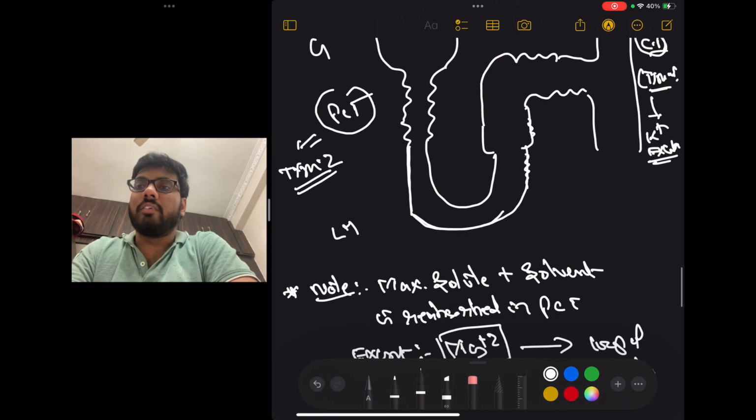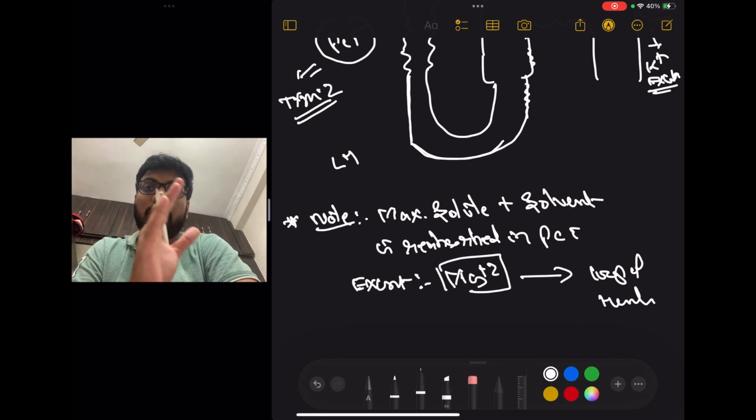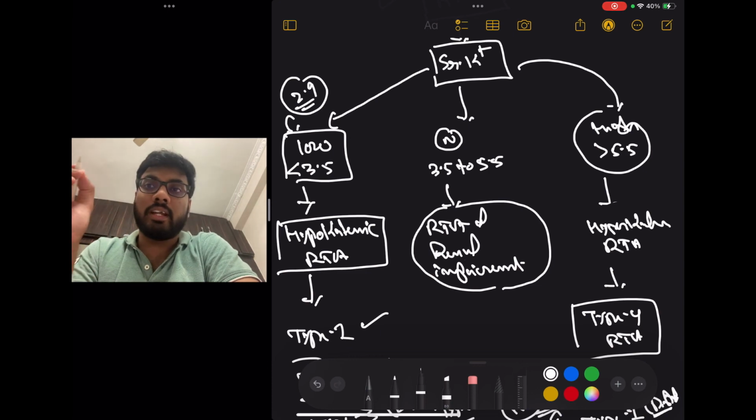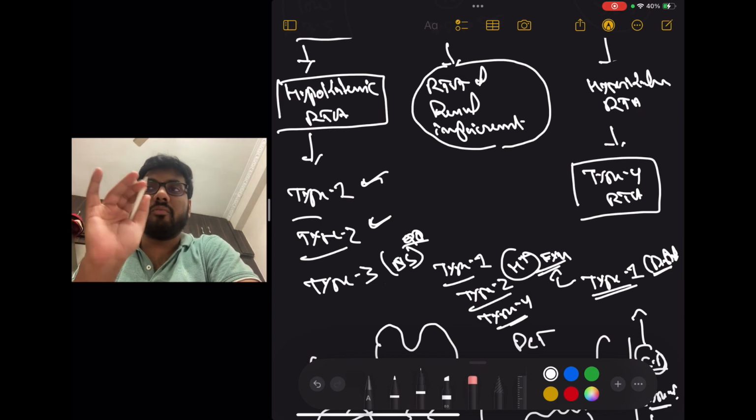Next, we deal with differences between type 1 and type 2 RTA. We already came to the conclusion that she is having RTA and her potassium is 2.9. Therefore, she is having hypokalemic RTA, which could be type 1, type 2 and type 3. Then how to differentiate between them, we'll learn now.